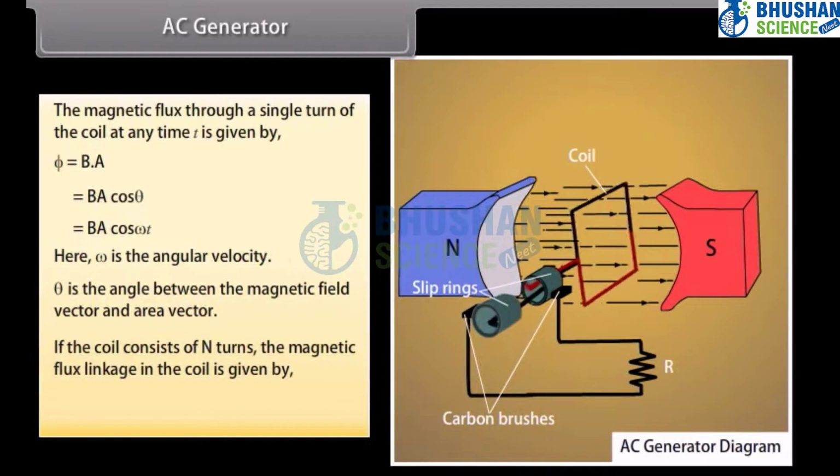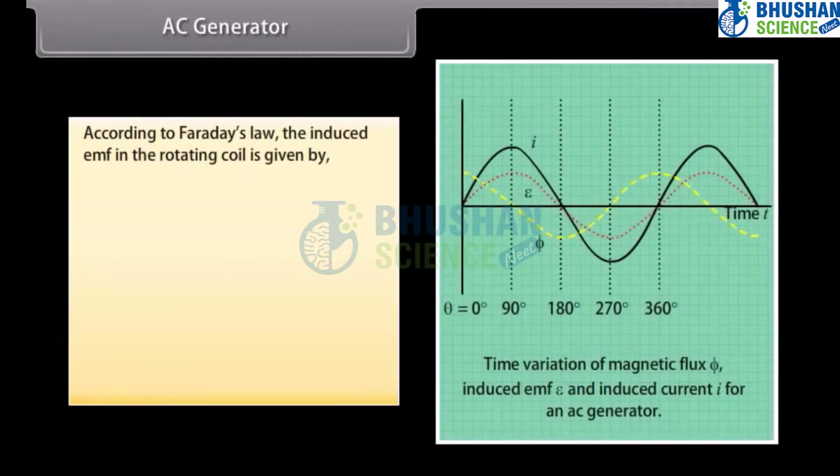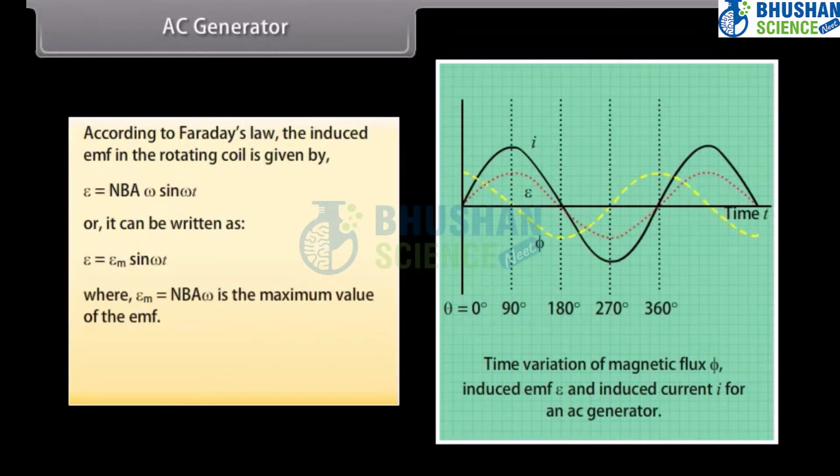If the coil consists of N turns, the magnetic flux linkage in the coil is given by NBA cos omega t. According to Faraday's law, the induced EMF in the rotating coil is given by NBA omega sin omega t, or it can be written as E is equal to E_M sin omega t, where E_M is equal to NBA omega, the maximum value of the EMF. The induced EMF varies sinusoidally with time.